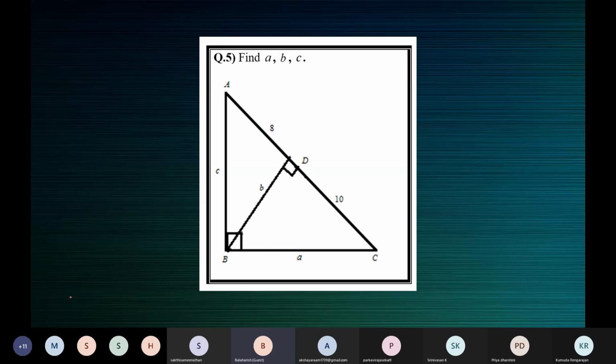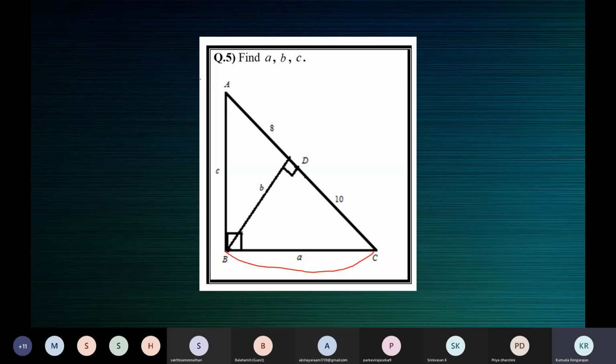Very good. So you can use these, see children, now your exam is going to be objective. So you can directly use these results. If you don't remember the results, then you have to spend time in proving that the triangles are similar. So BC square, we have done this in one earlier class. BC square is equal to CD into CA.